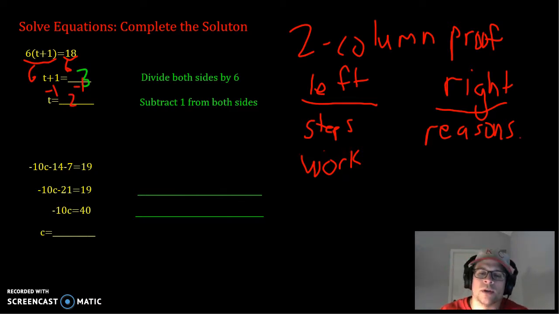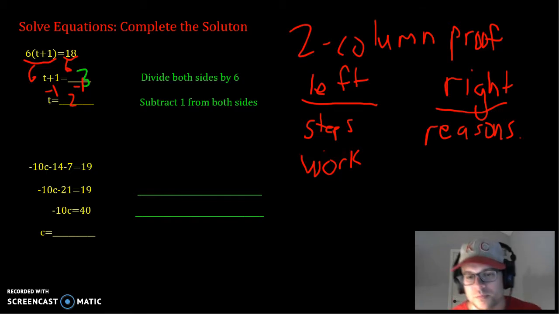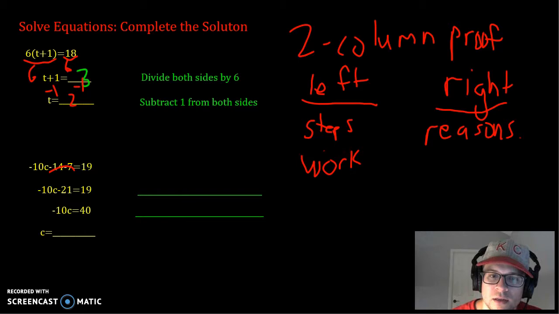Okay, so now the next one, we're given all the steps with the exception of the final answer. And we have to provide the reasons on how we go from step A to step B and then on to C. So negative 10c minus 14 minus 7 equals 19. And then all of a sudden, the only thing that changes is this becomes a negative 21. So this negative 14 and this negative 7 get subtracted. Another way to say that is to combine like terms.